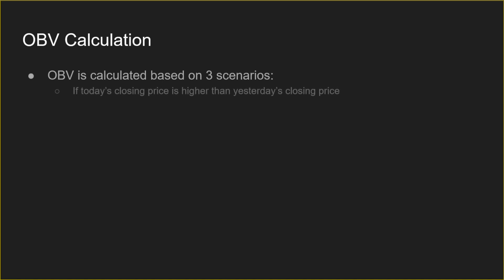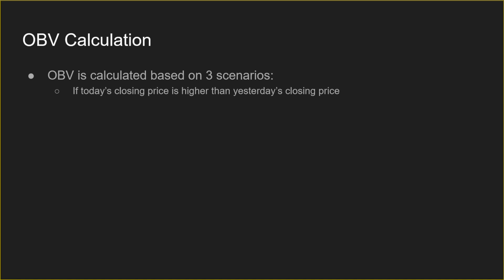Let's talk a bit about how the OBV is calculated. It's based off of 3 main scenarios. If today's closing price is higher than yesterday's closing price. We're using days in this particular example. It depends on what chart you're looking at. So we're going to be talking about this as if we're looking at a daily chart. But if you're looking at the hourly chart, you'll be looking at hourly closes, or the 12-hour chart, 12-hour candle closes, just to keep that in mind.